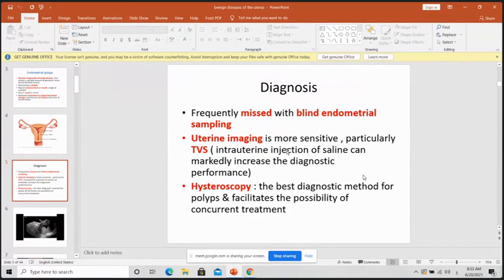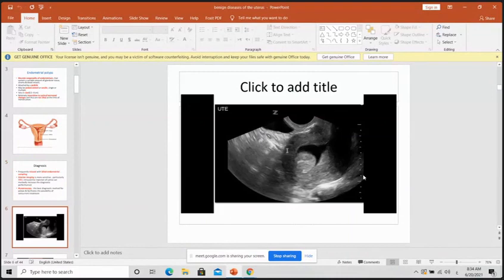particularly with the transvaginal approach, transvaginal scanning, because the pelvic organs are more clear and can be accurately and clearly visualized with a transvaginal ultrasound rather than abdominal and pelvic ultrasound imaging. And of course, by the use of saline as a distension medium, as you see in this picture, this will clearly demarcate the border of the polyp.